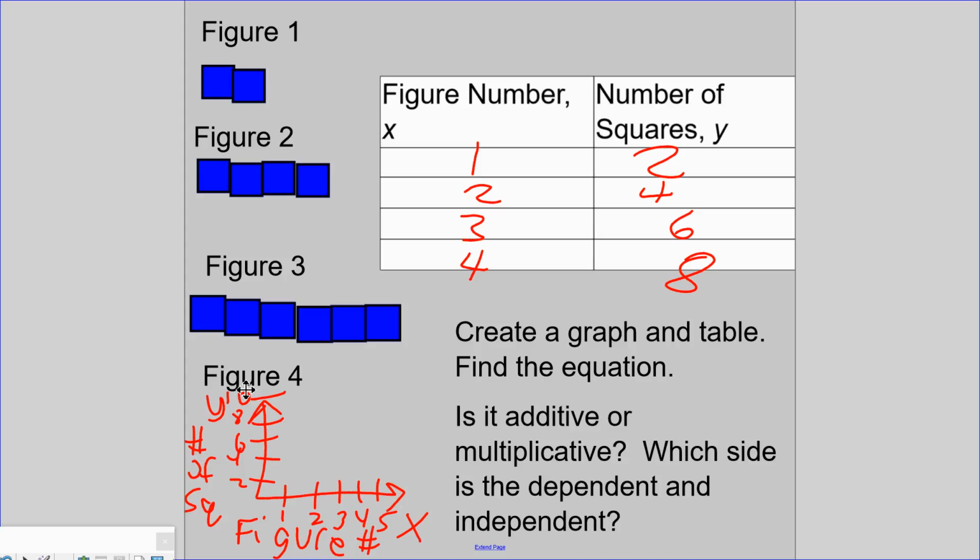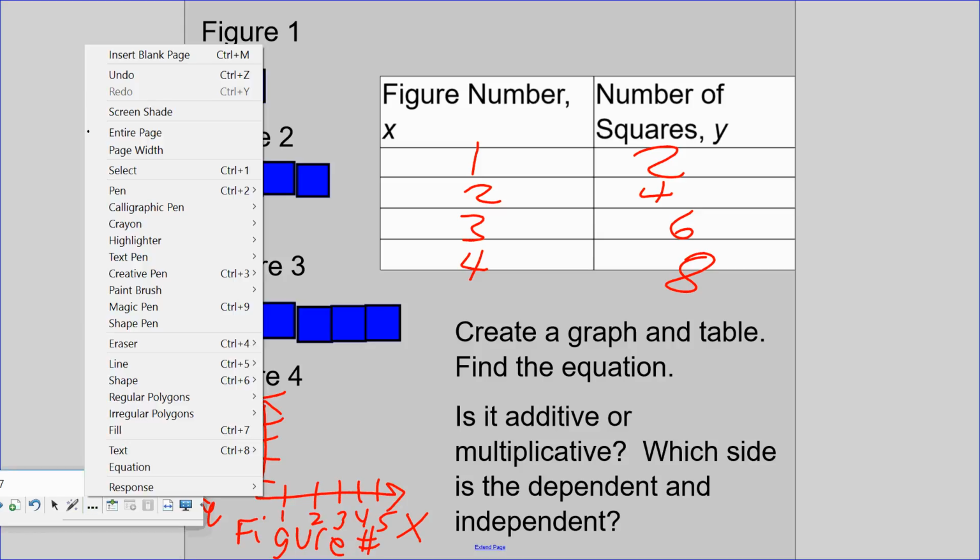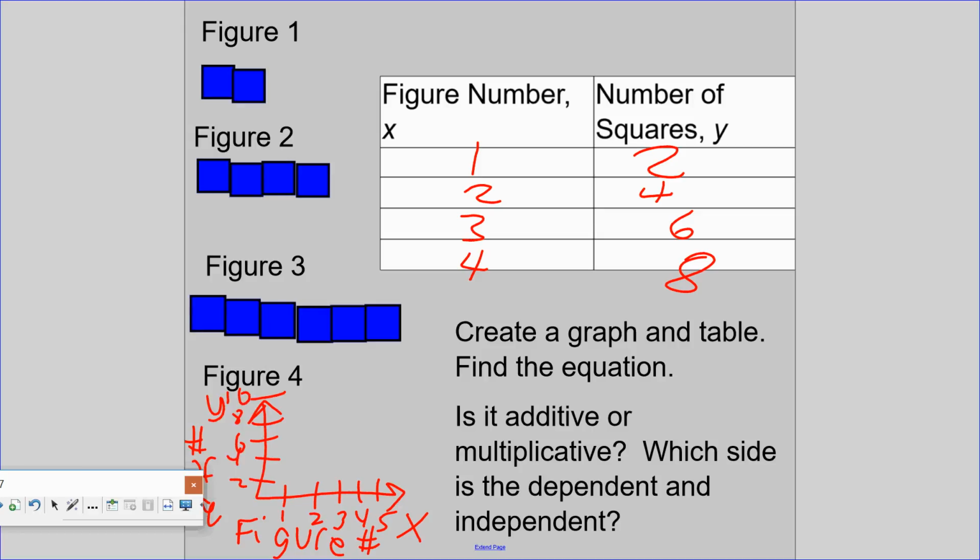So in figure number 1, choose a different pen color. In figure number 1, there are 2 squares. In figure 2, there are 4 squares. In figure 3, there are 6 squares. In figure number 4, there are 8 squares. Figure 5, I make a prediction there'll be 10 squares.